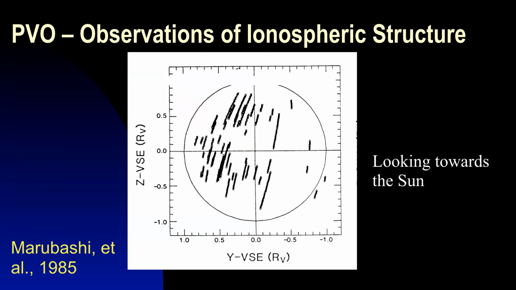When you take the PVO data and put it in the convection electric field frame, you see that when PVO observed these structures, they too are offset, with a preference to one hemisphere over the other. And the location of where PVO saw these structures is dependent on the IMF direction.